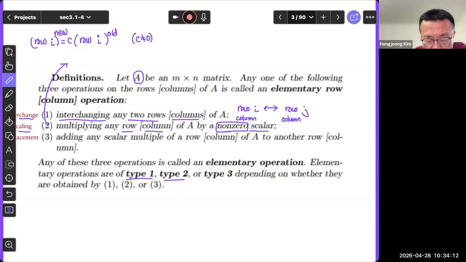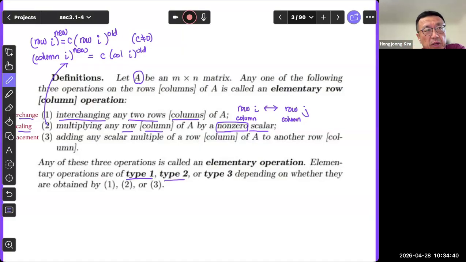Or instead of a certain row, you can redefine column i by multiplying a certain number to the existing column. Such an operation will be called the scaling operation, or type 2 operation.